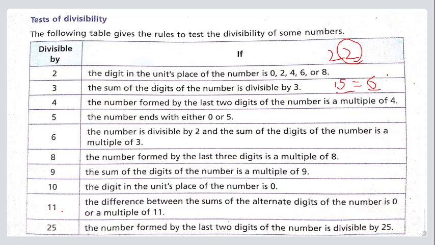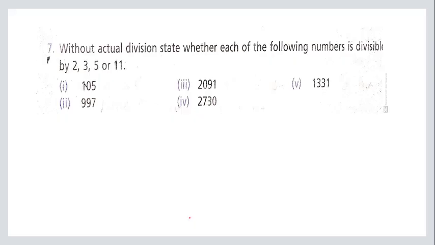The rule of 11 is the difference between the sums of the alternate digits of the number is 0 or a multiple of 11. Now I will explain this rule in the question, but in this rule we will add alternate digits together and then we will find the difference, and if the difference is 0 or 11, then the number is divisible by 11. So let's go to question number 7.